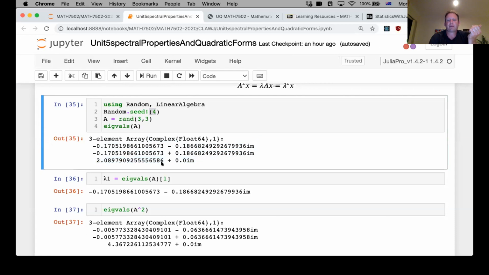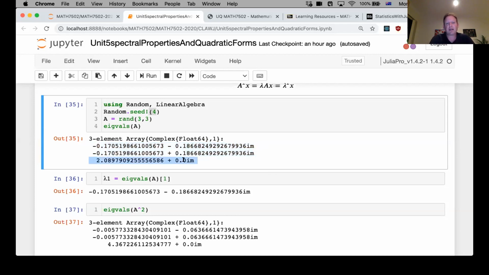Okay, and of course, could I have had 3 complex numbers here? Is there a 3 by 3 matrix that would have had 3 complex eigenvalues? No, right? Because you need 4 by 4. Because if I get 2, these are complex conjugates, so the third one has to be real.